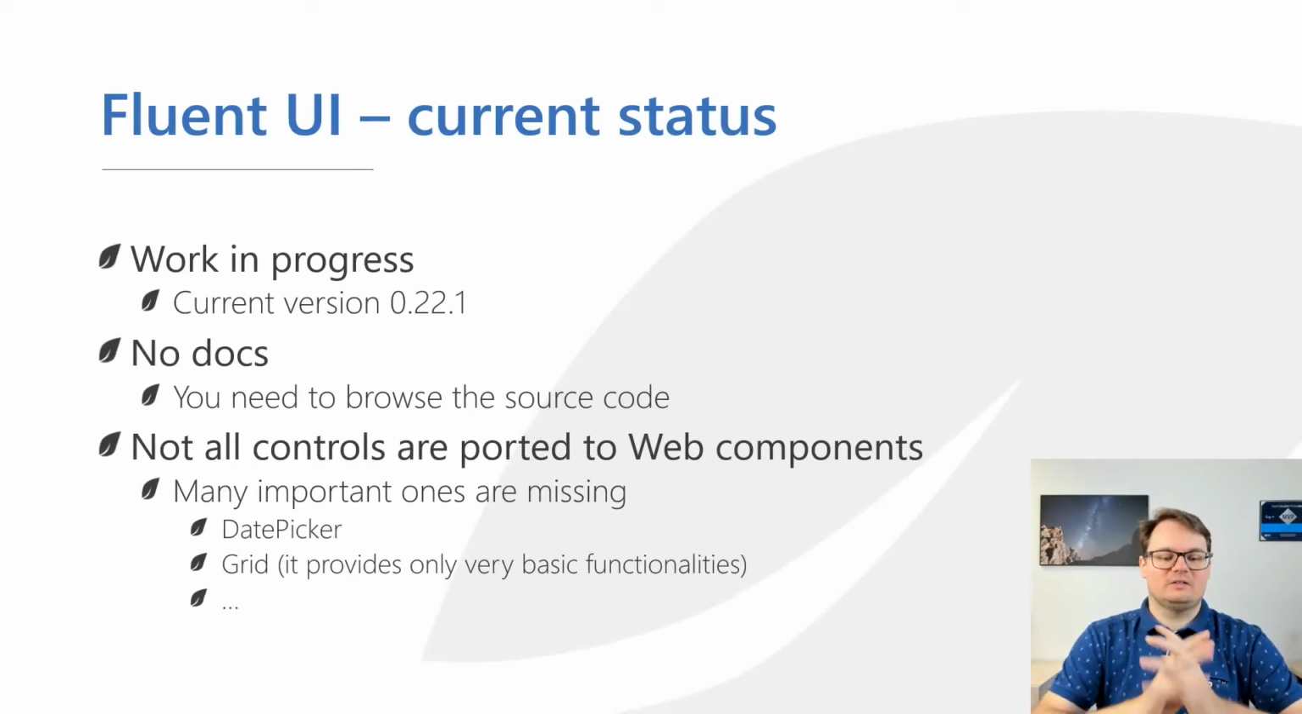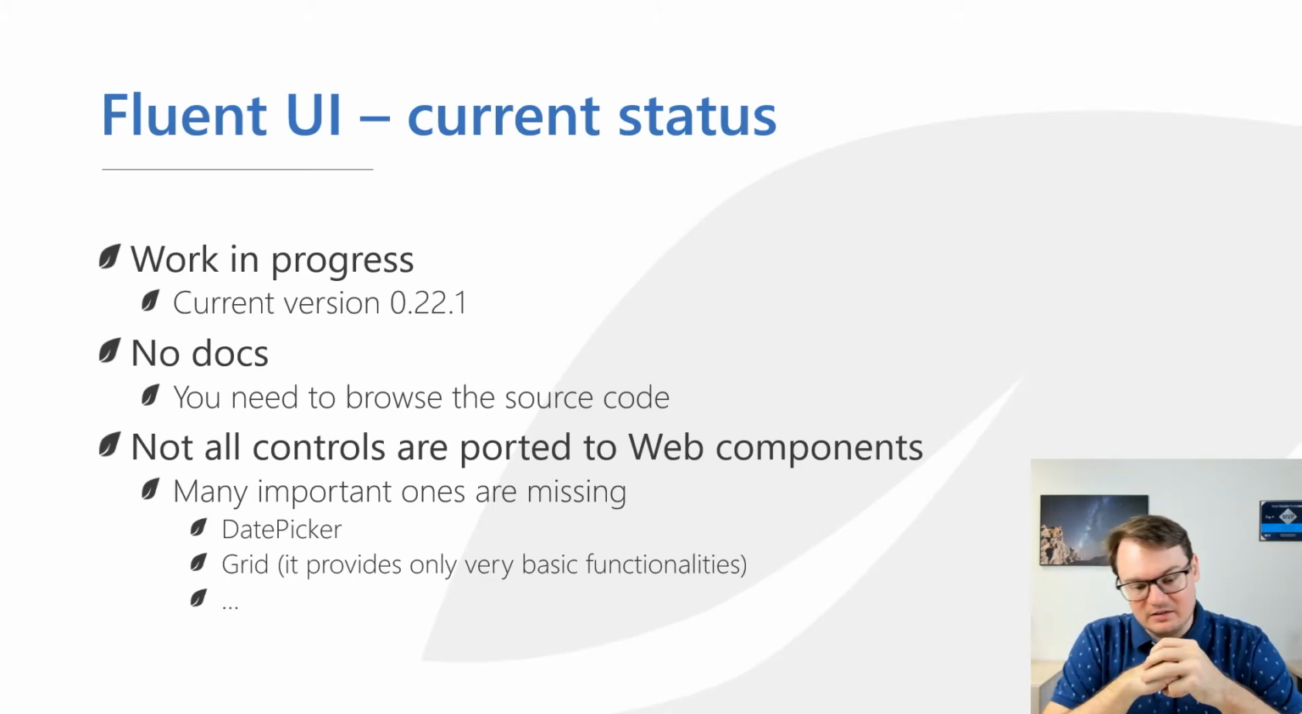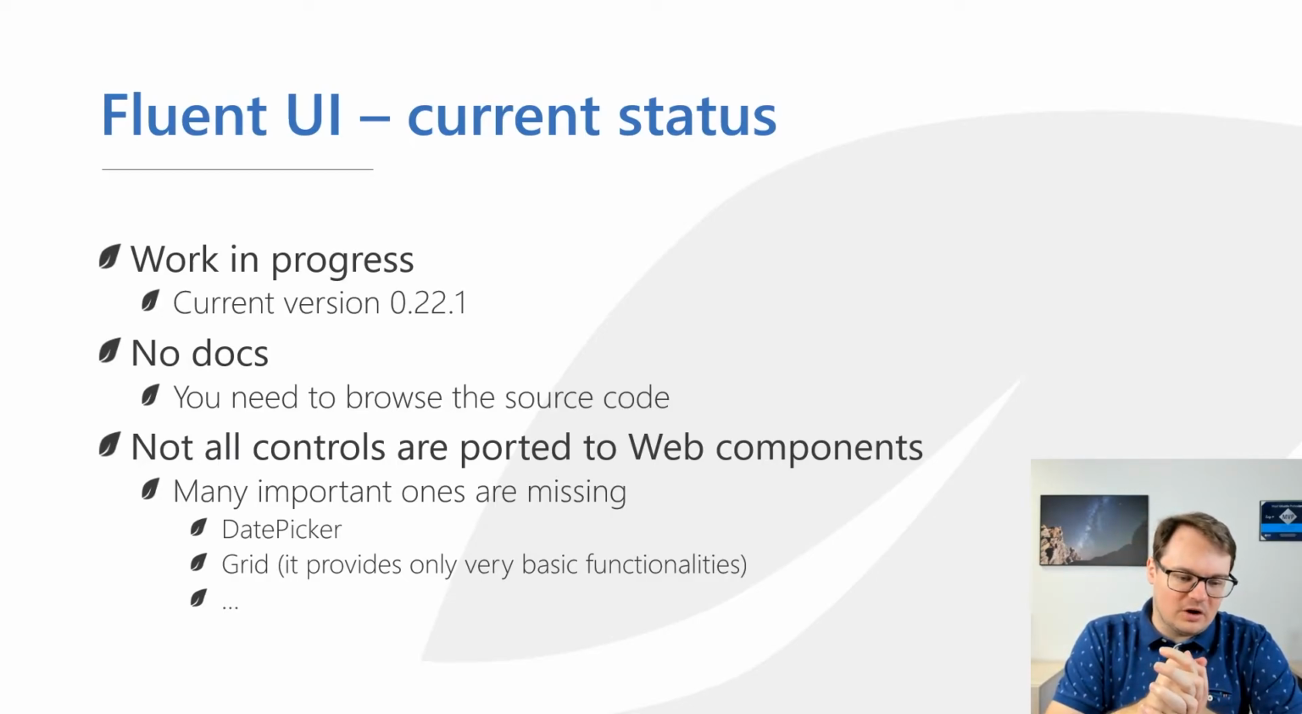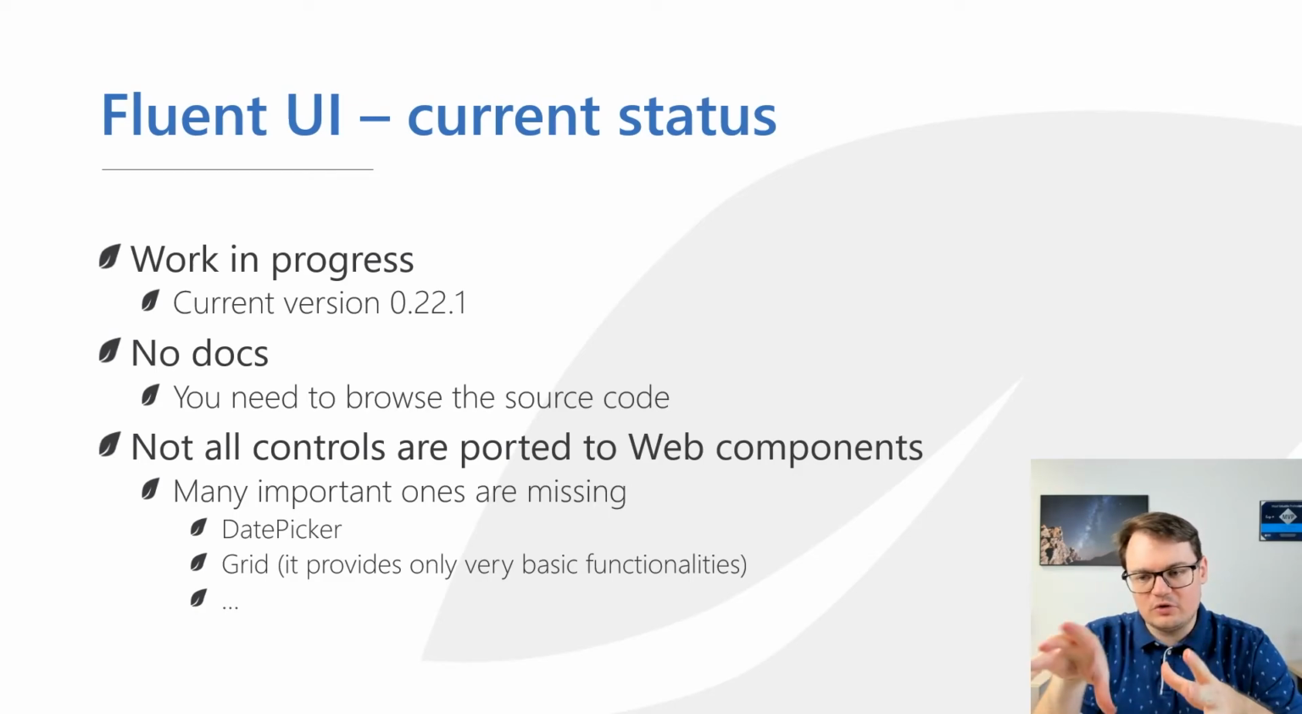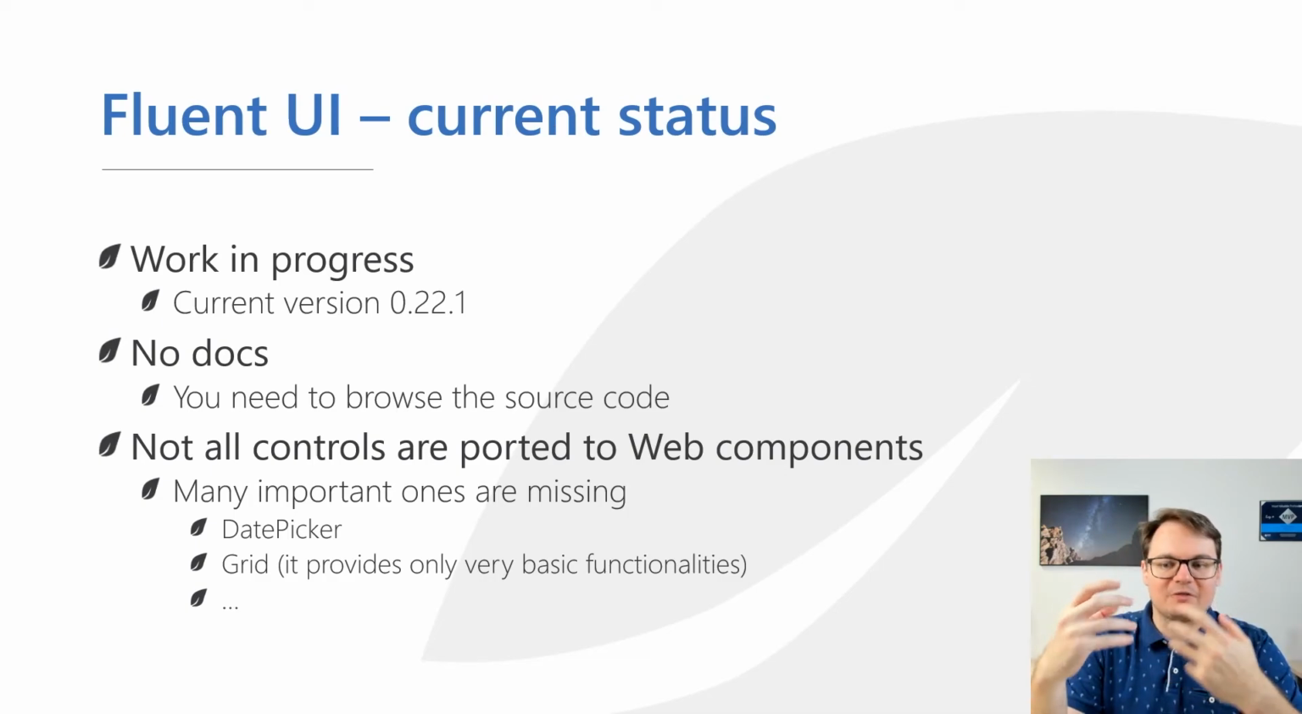So this is the current status. Current version is 0.22, so you can see it's still work in progress. I think that for any real production use, we will have to wait until version 1. I haven't found any documentation, so I'm sorry, but I haven't found it. But the source code is pretty nice and nicely readable. There are fixtures which show the usage of the controls. So it's good enough at least to start to try the package.